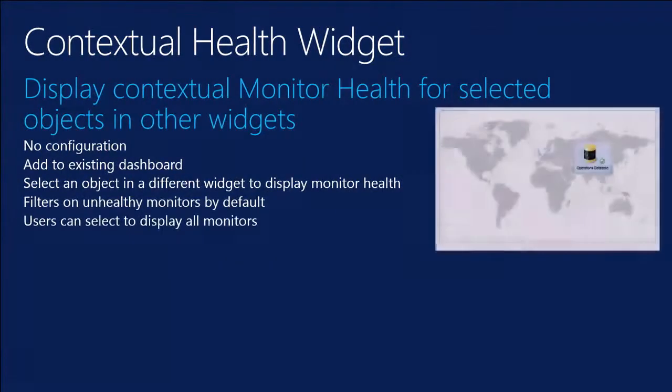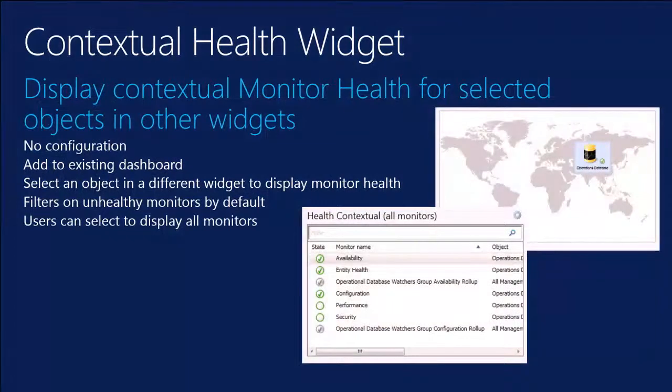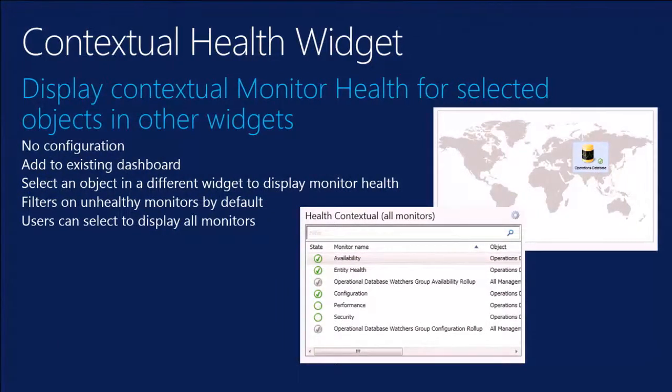So we also have a contextual health widget, and this allows you, in any of your other widgets, to select objects that are healthy or unhealthy, and you get the list of unhealthy monitors by default displaying in this contextual health widget. You can, again, deselect the filter and see all those monitors. There's no configuration. You simply add the widget to an existing dashboard, and you're ready to go.